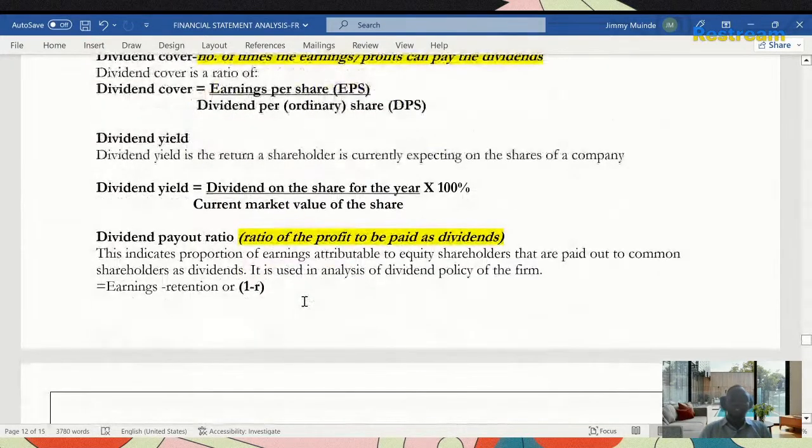Then the last but not least is what you call dividend payout ratio, which is the ratio of the profit that is to be paid out as dividend. And this is usually given by the earnings that are got minus the percentage of reserve that is to be retained, or essentially 1 minus retention. That gives us the amount of dividends that is to be paid.